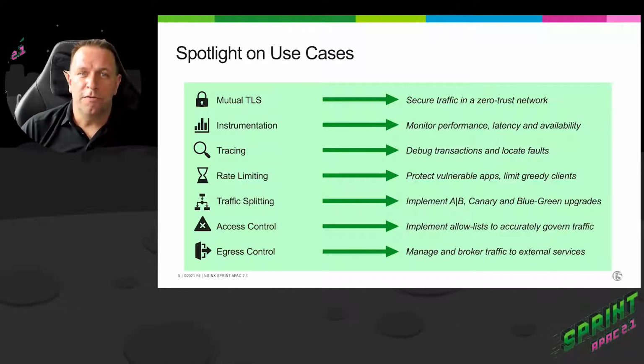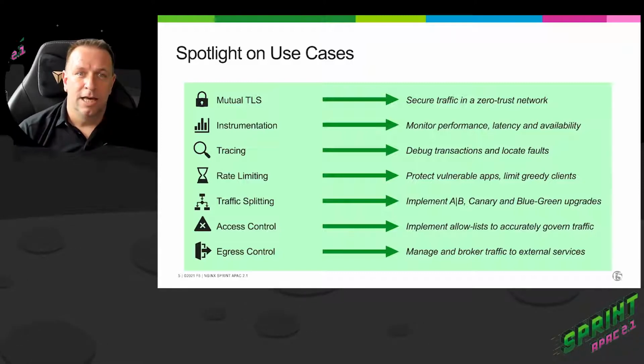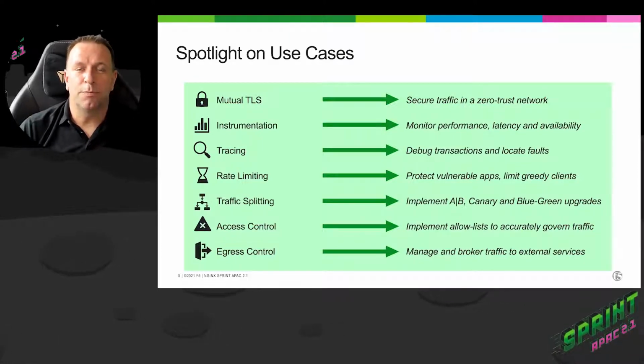You can also provide access controls, to implement allow lists to accurately govern the traffic within your Kubernetes cluster. The other component that NGINX Service Mesh introduces is egress control, so the ability to manage and broker the traffic to external services from the actual Kubernetes cluster as well.